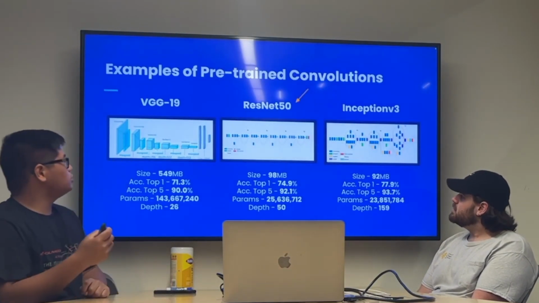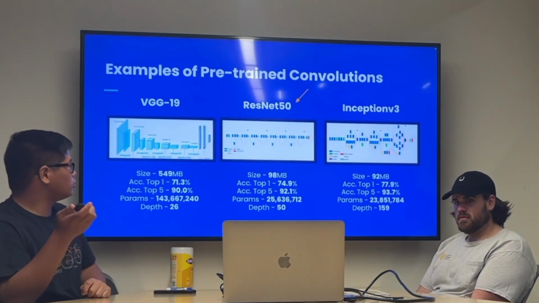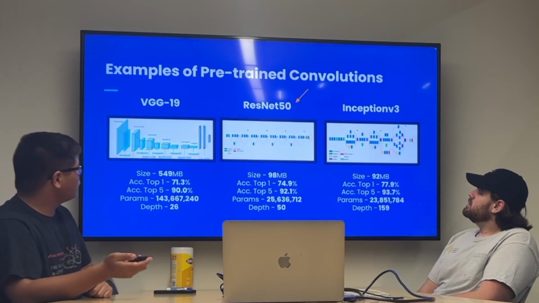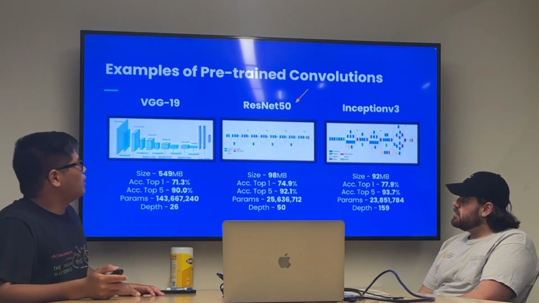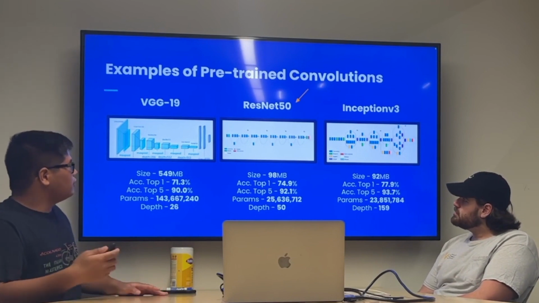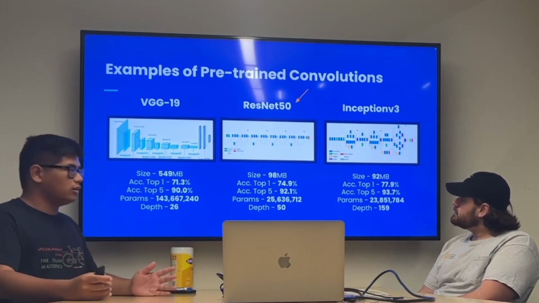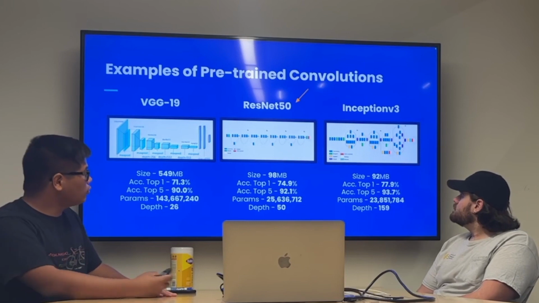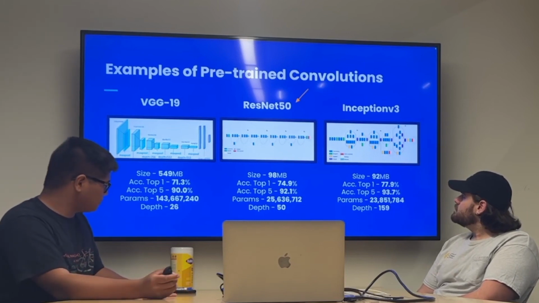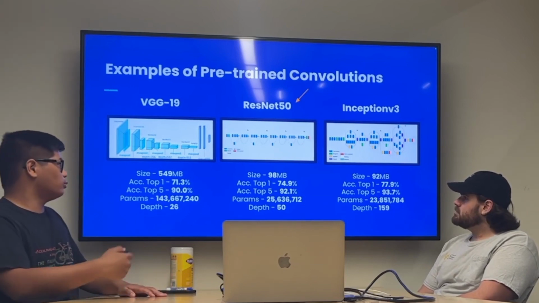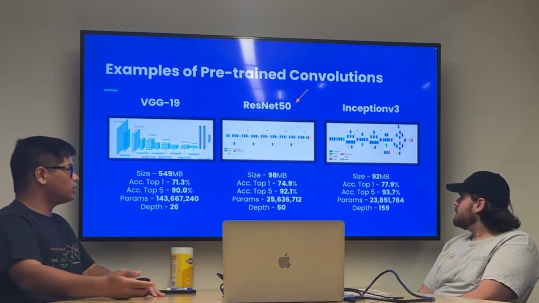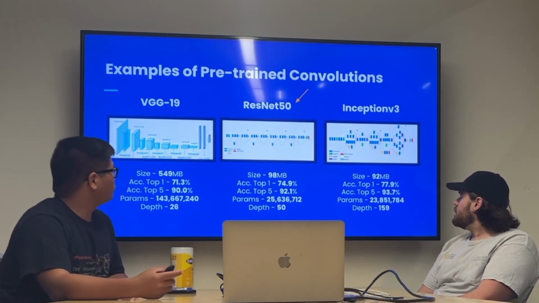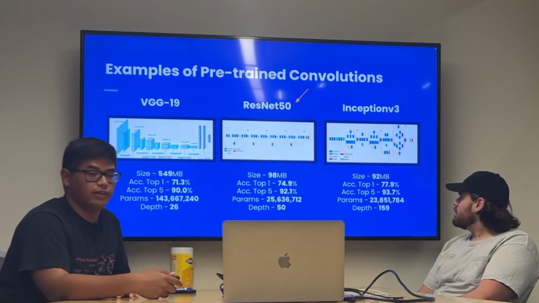Some examples of pre-trained convolutional neural networks. The first one that really came into the foray was VGG19, and the next one is ResNet 50, and that's the one we had used in our demo. And newer ones such as Inception V3 have been created as well. It has a bit more complex architecture, but overall it has fewer parameters and outperforms both VGG19 and ResNet 50.